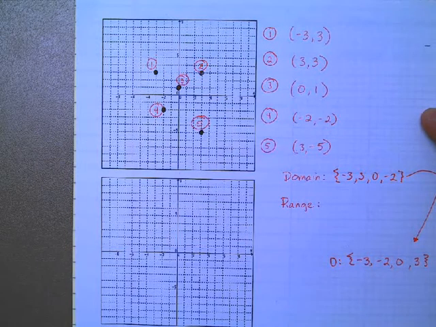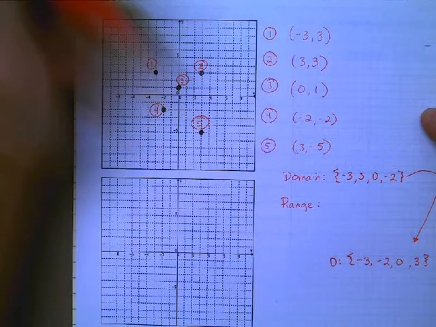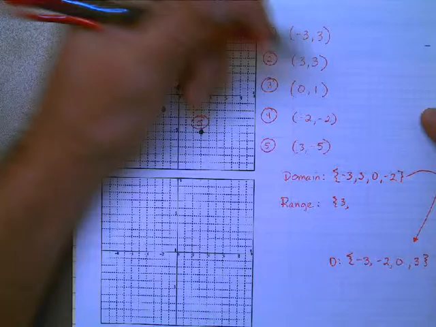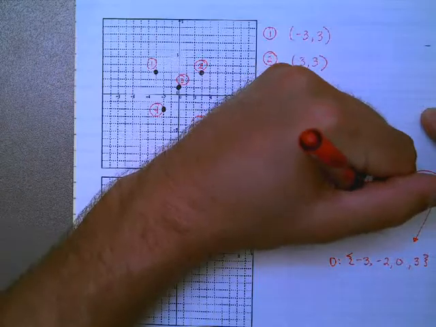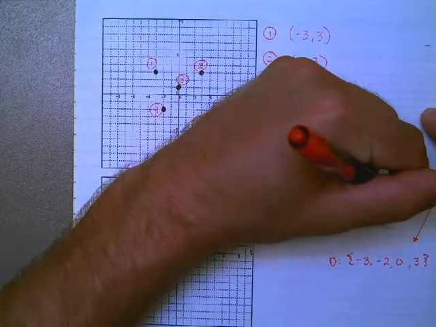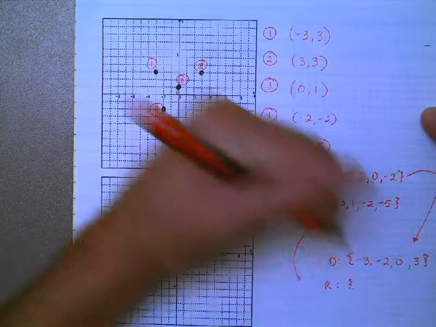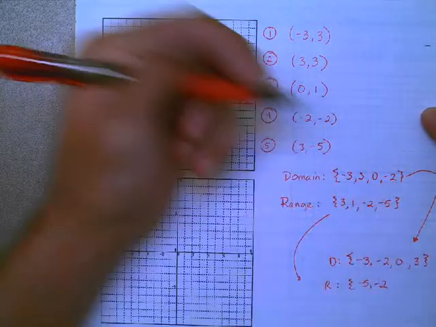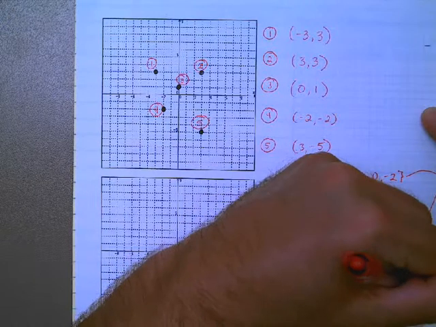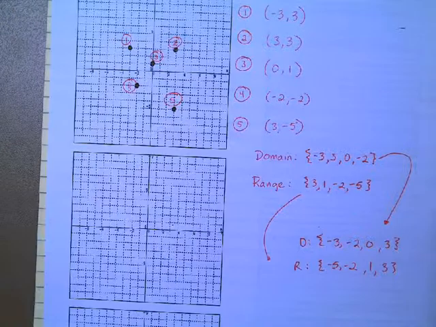The range, all we're going to do is the same thing for the y values then. As you might have guessed, it looks like 3 is a repeat. So we only need to list it once. We have 1, we have -2, and we have -5. And then we're going to go through once again, and just to be nice for the teacher, we're going to list those in order from least to greatest. So it looks like we have -5, -2, 1, and 3. If you can do this, if that makes sense, then you should be ready for the homework.